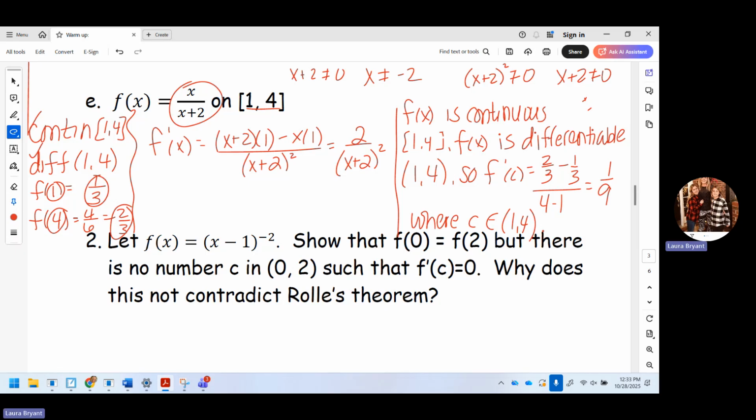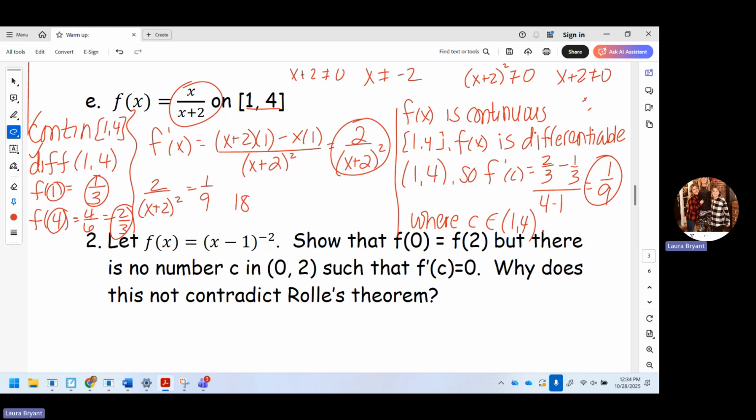The last part of our directions are identify the c values that make the statement true. So I'm trying to figure out where would my slope be 1/9. And whatever that number is, it's going to be between 1 and 4. So I'm going to go back to the derivative I've already calculated and put it equal to 1/9 and solve. So 2 over x plus 2 squared equals 1/9.